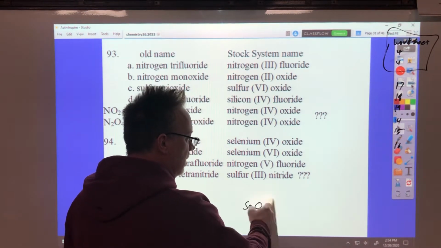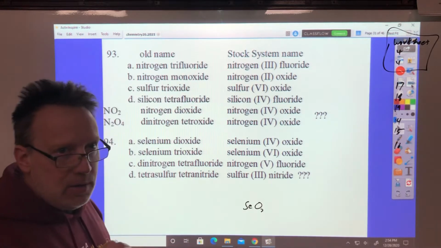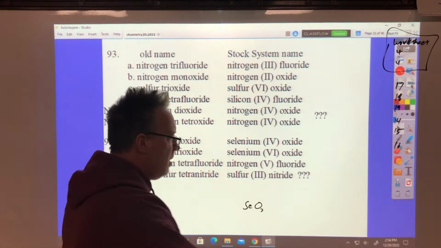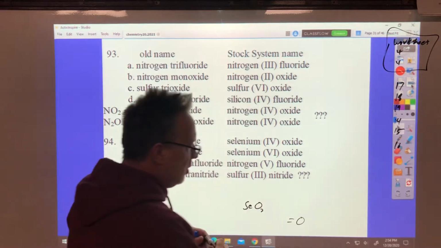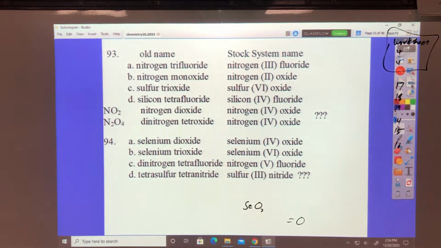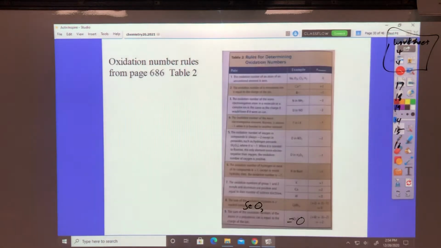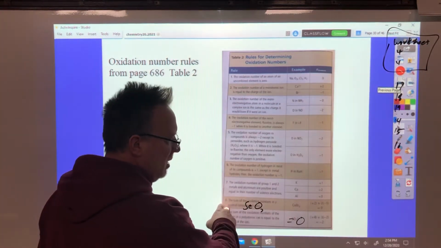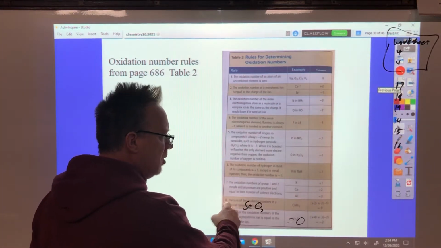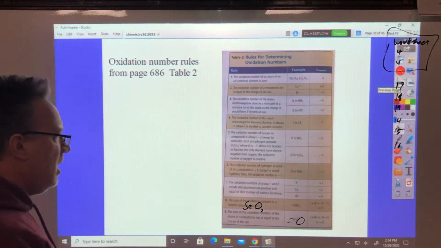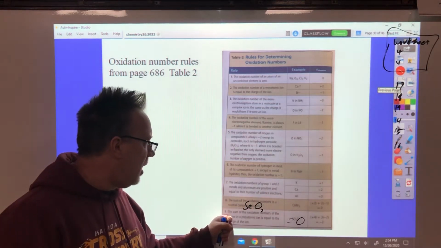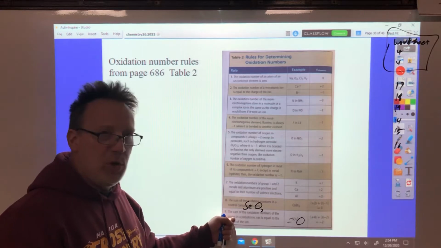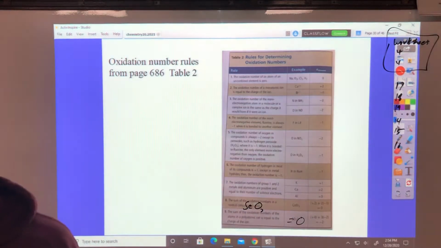All right, this is not a polyatomic ion. The charge has to add to 0. That's one of the oxidation number rules, by the way. It's probably rule 8 on this table: the sum of them in a neutral compound is 0. And this one says rule 9, the sum of them in a polyatomic ion adds to the charge.